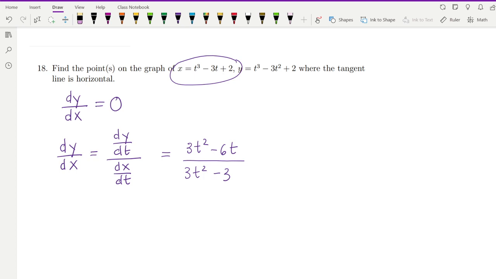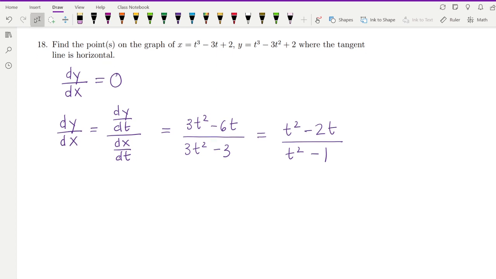So everything is divisible by 3 in this derivative, right? So we can just divide everything by 3. And that will leave us with t² minus 2t over t² minus 1.